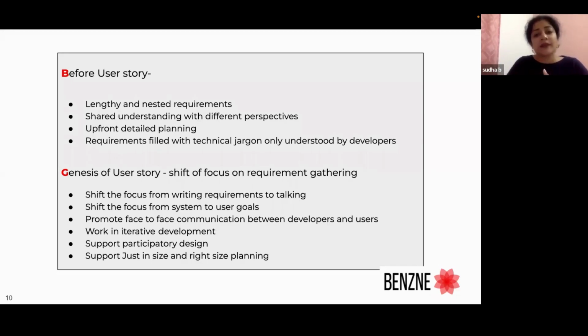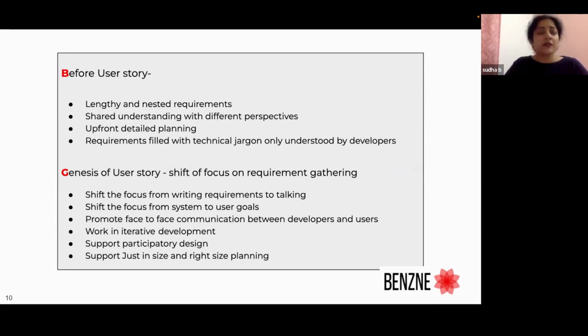And what used to happen? By the time you delivered the product, the customers would have something else in mind. And that would have led to a change in scope, or what we call scope creep. It would come back with some kind of rework. So all of this was happening before user stories came into the picture.